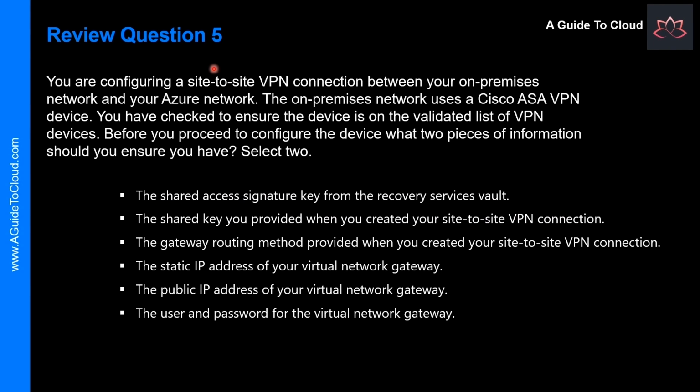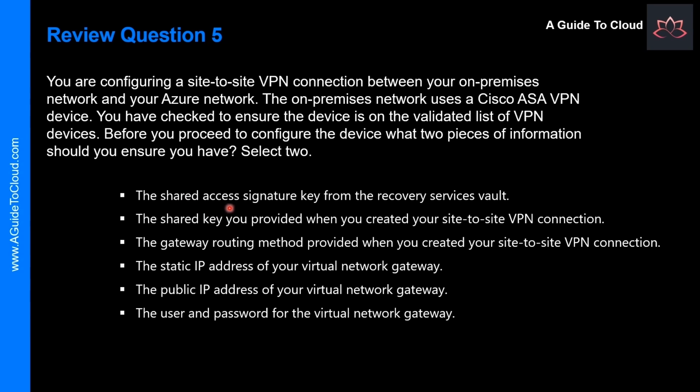Let's look at question number 5. You are configuring a site-to-site VPN connection between your on-premises network and Azure network. The on-premises network uses a Cisco ASA VPN device, and you have checked to ensure the device is on a validated list of VPN devices. Before you proceed to configure the device, what two pieces of information should you ensure to have? You need to select two.